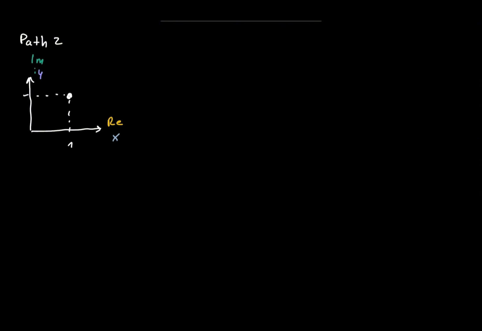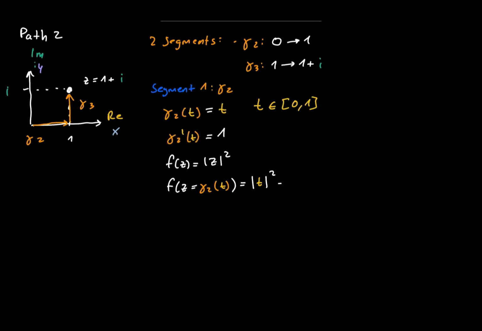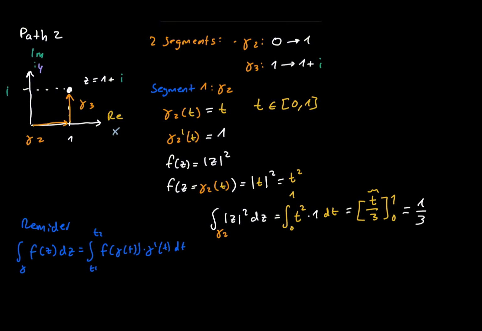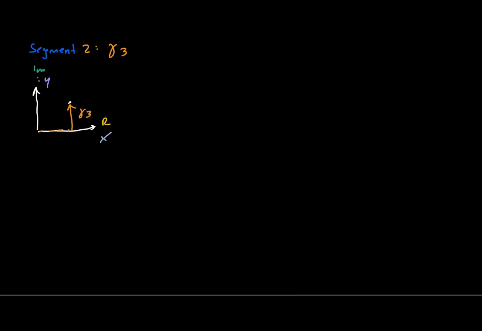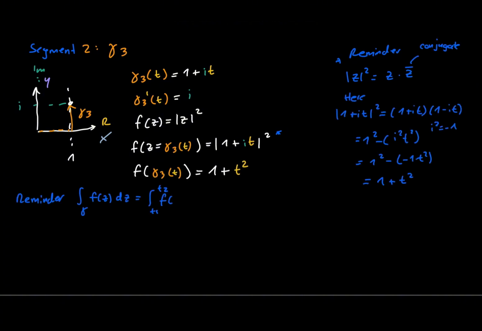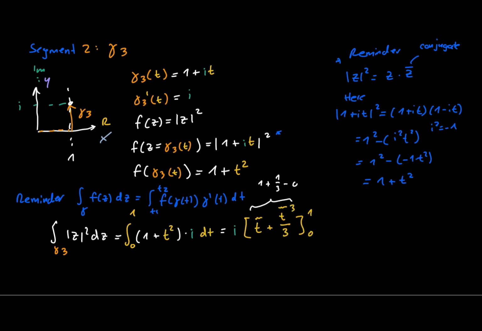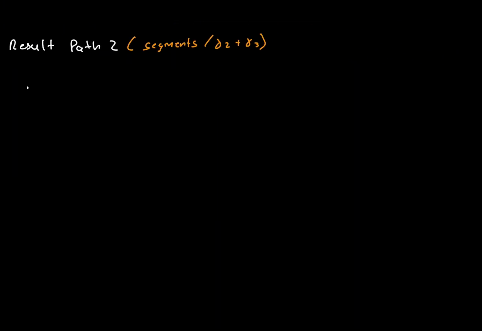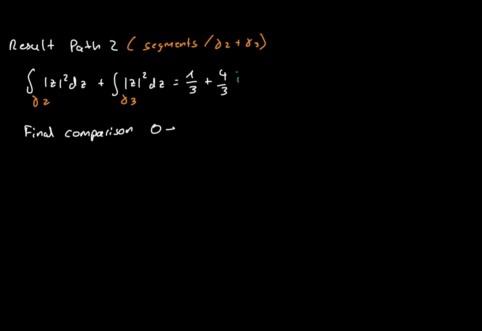Now we take a different path. First from 0 to 1, then from 1 to 1 plus i. For the first part, the integral is 1/3. For the second part, we parametrize as 1 plus it. The derivative is i. The magnitude squared becomes 1 plus t squared. Multiplying gives i times 1 plus t squared. Integrating gives 4/3 i. Adding both parts gives 1/3 plus 4/3 i.